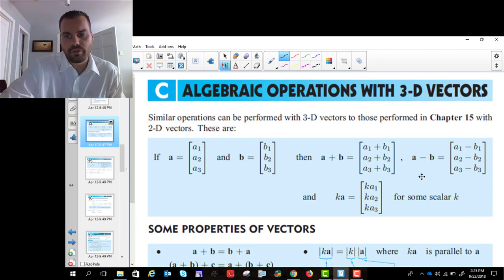So when you're adding, you add third components together. When you're subtracting, third components. And when you're multiplying by a scalar, you're multiplying each of them by that scalar. So that's what 2 dimensions versus 3 dimensions looks like. You're going to have some questions that are going to be 2-dimensional. You're going to have some questions that are 3-dimensional. It doesn't really make much of a difference, but it's important that you understand how to use both.